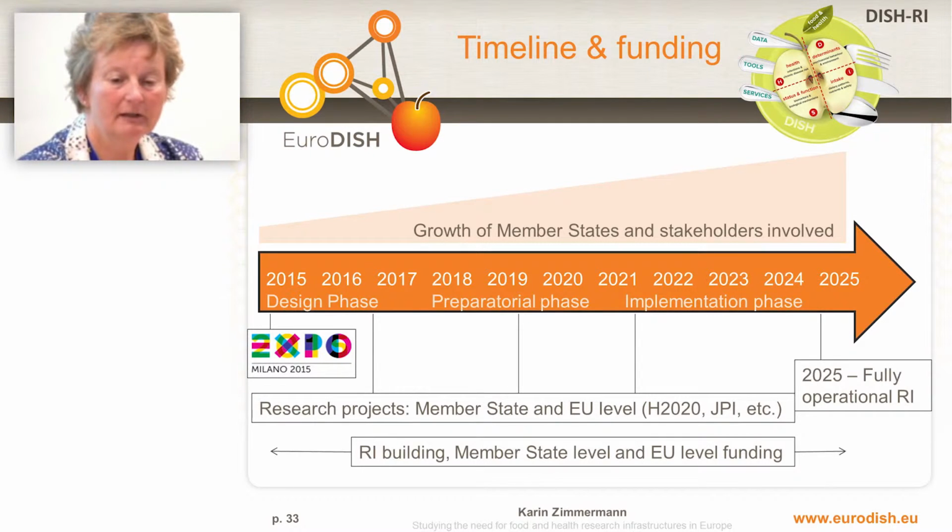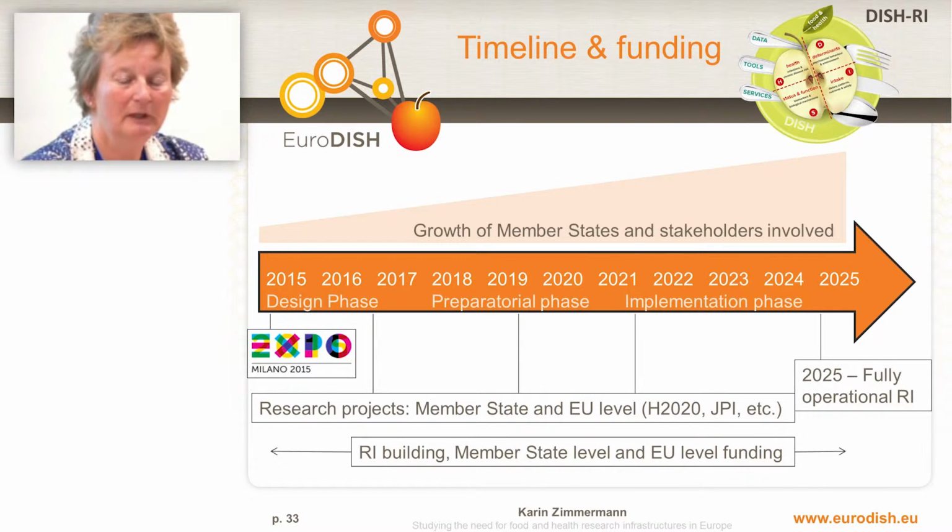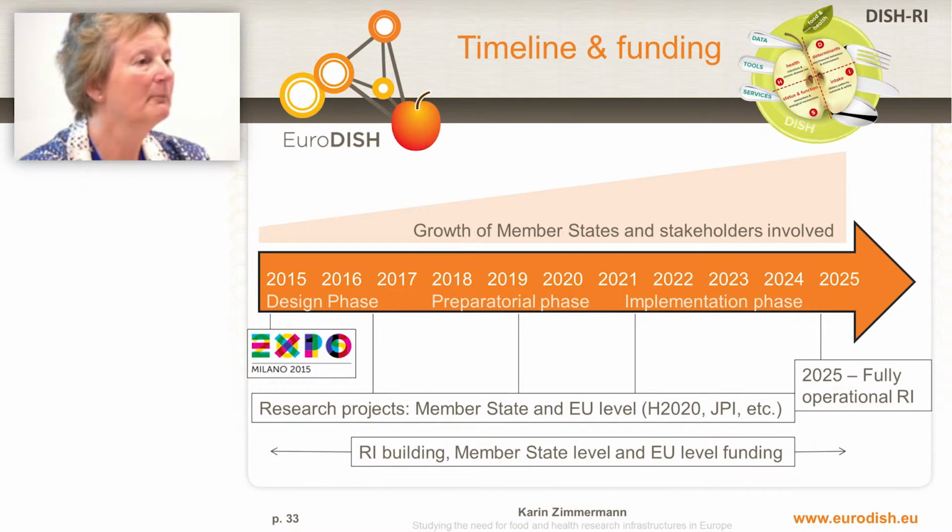To have it in a picture, this roadmap, you can clearly see where we are now: the Expo Milano, the design phase, again the preparatory, the implementation phase, and we also want to have more member states involved. Actually, we introduced the DISH RI with some member states politically or financially connected to the DISH RI, and our ambition is for every 2 years to have 2 or more member states involved.